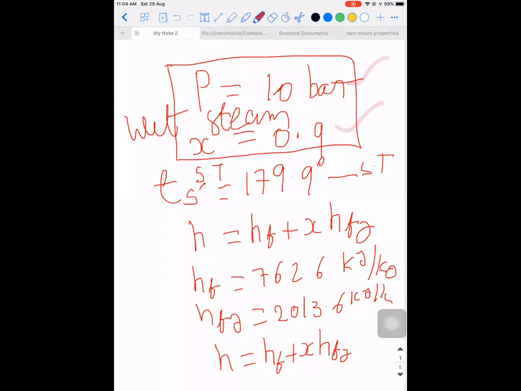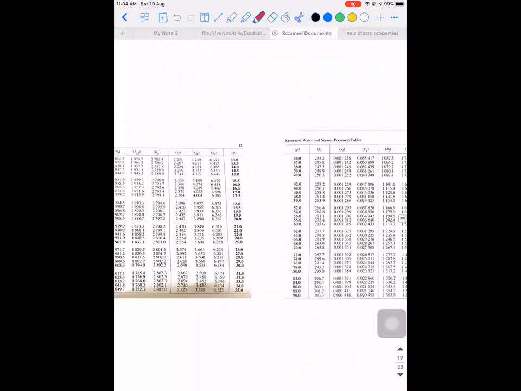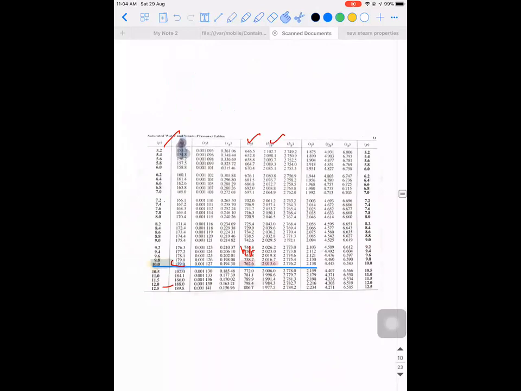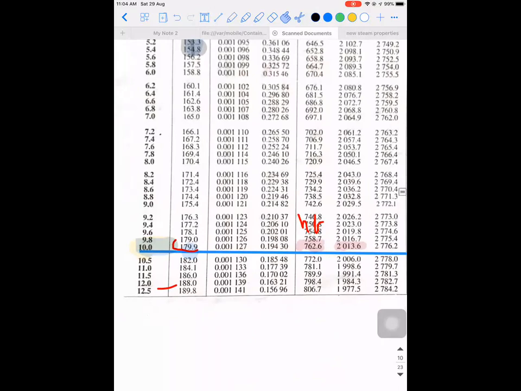Pressure is 10 bar, and this X is equal to 0.9, and the temperature Ts is 179.9 degrees that you have got using the steam tables. Here you can observe, against this 10 bar, the temperature is 179.9 that you have written down.